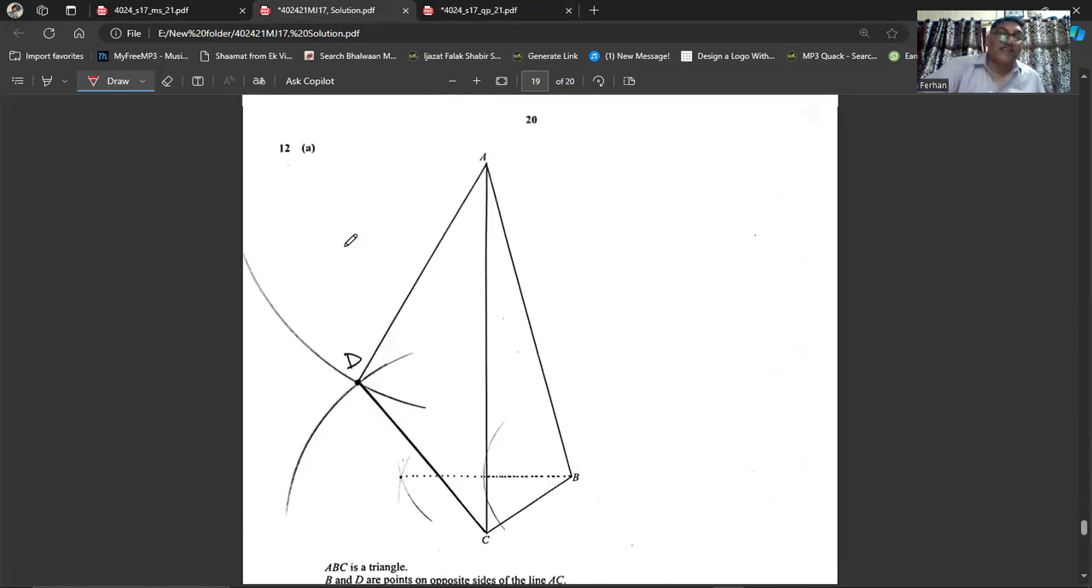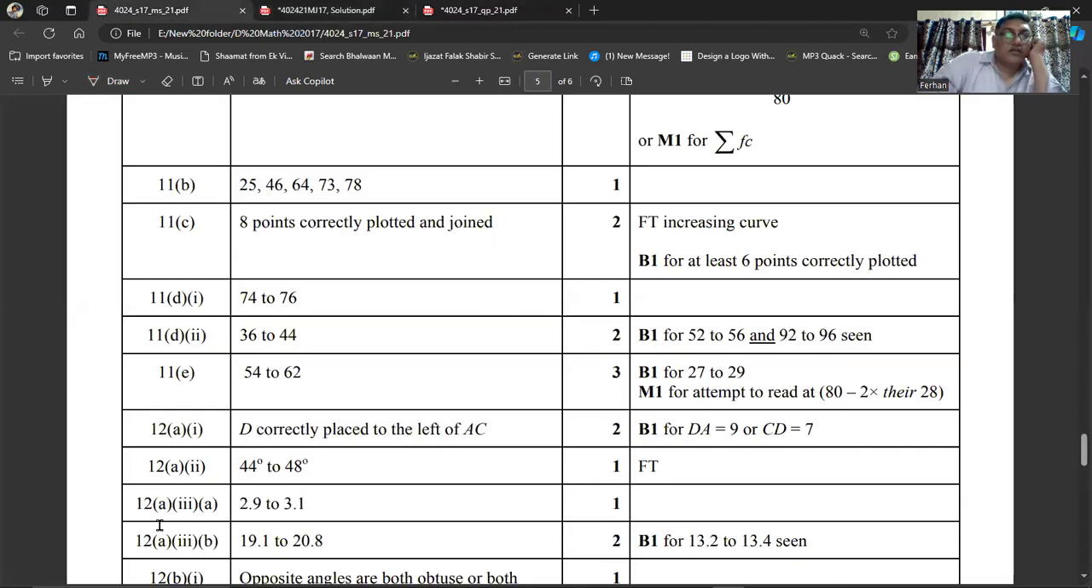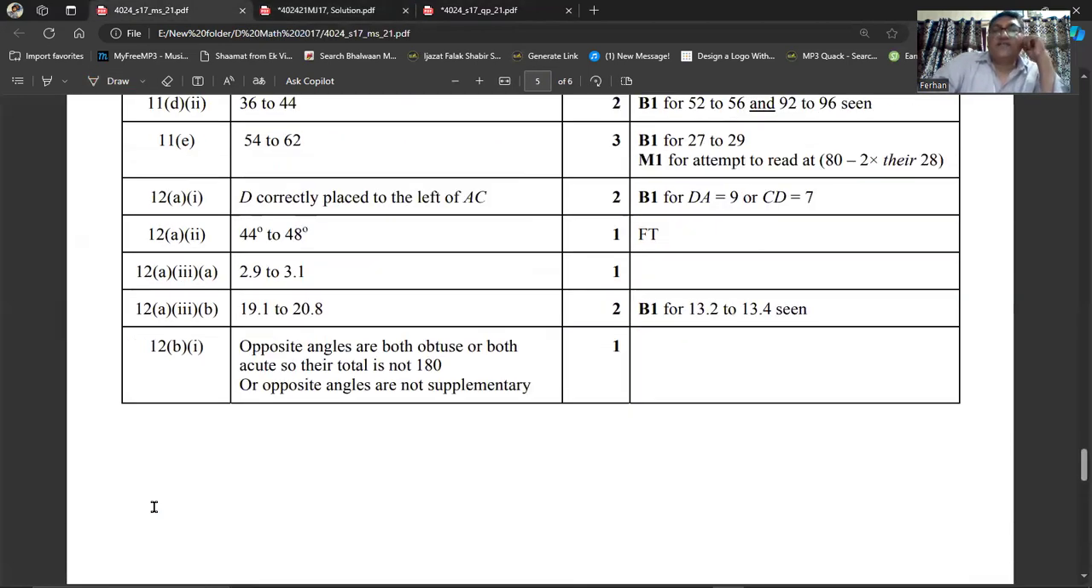Where these two arcs intersect each other, that is the point D. I will join this point with A and join this point with C. This is how you will find D. I hope you understand. So this is question number 12. The marking scheme is showing up on your screen.